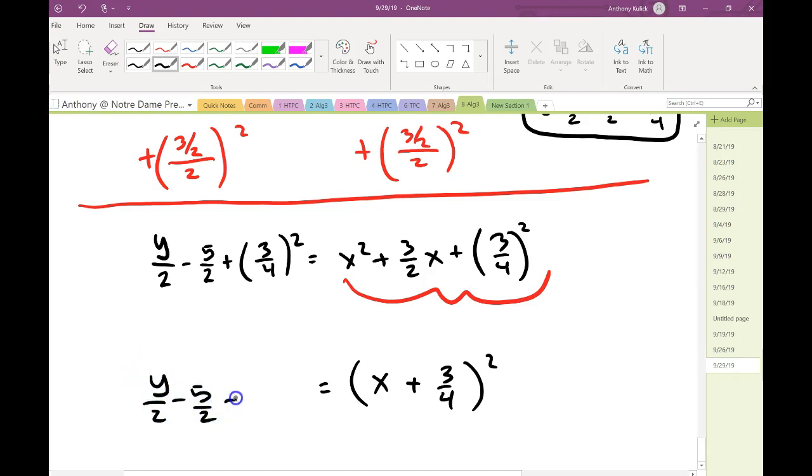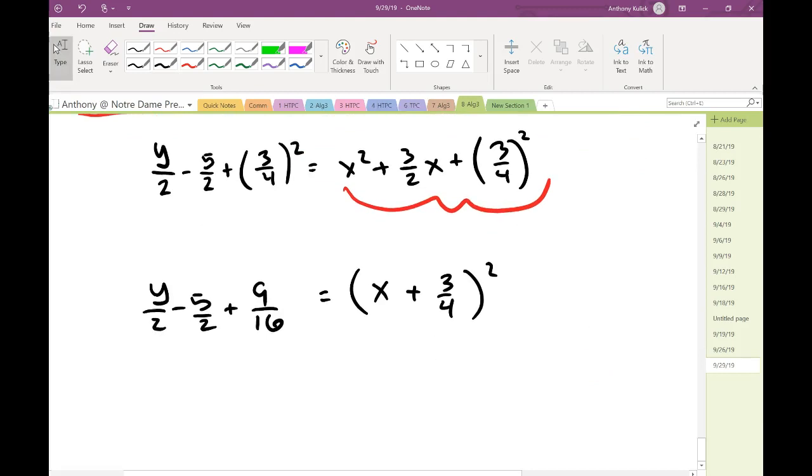So I'm going to go ahead and rewrite 3/4 squared as 9 over 16. Remember, to square a fraction, we square the top and then we square the bottom. So 3 squared is 9 and 4 squared is 16. Now I'm going to combine the negative 5 over 2 and the positive 9 over 16. To do that, I need to have a common denominator. That common denominator would be 16.